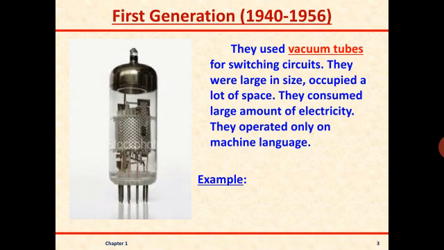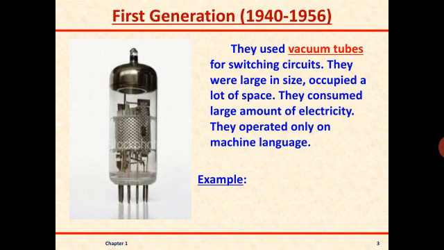Now I told you that first generation computers understood only machine language. Machine language is a language understood by the computer, and it uses only 2 symbols, that is 0 and 1. About this we are going to discuss in the next chapter. Right now just remember the first generation of computers were made up of vacuum tubes, and operated on machine language. Examples we can give are ENIAC, EDVAC.